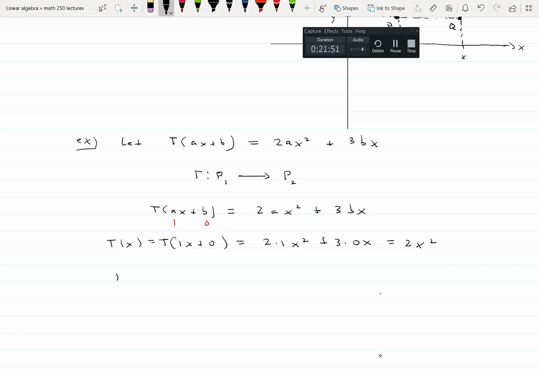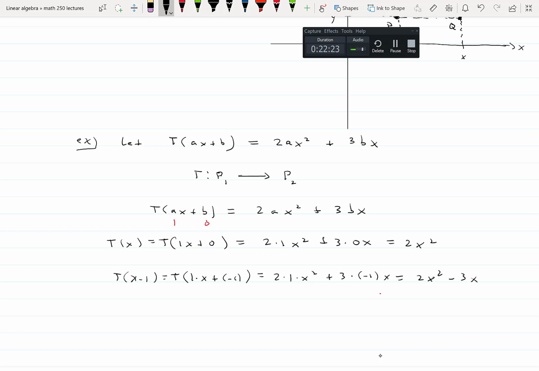So what does T take x minus 1 and turn it into? Well, first of all, x minus 1 is 1 times x plus negative 1. So A equals 1, 2 times 1 times x squared, and B equals negative 1, 3 times negative 1 times x. So it turns it into the quadratic 2x squared minus 3x.